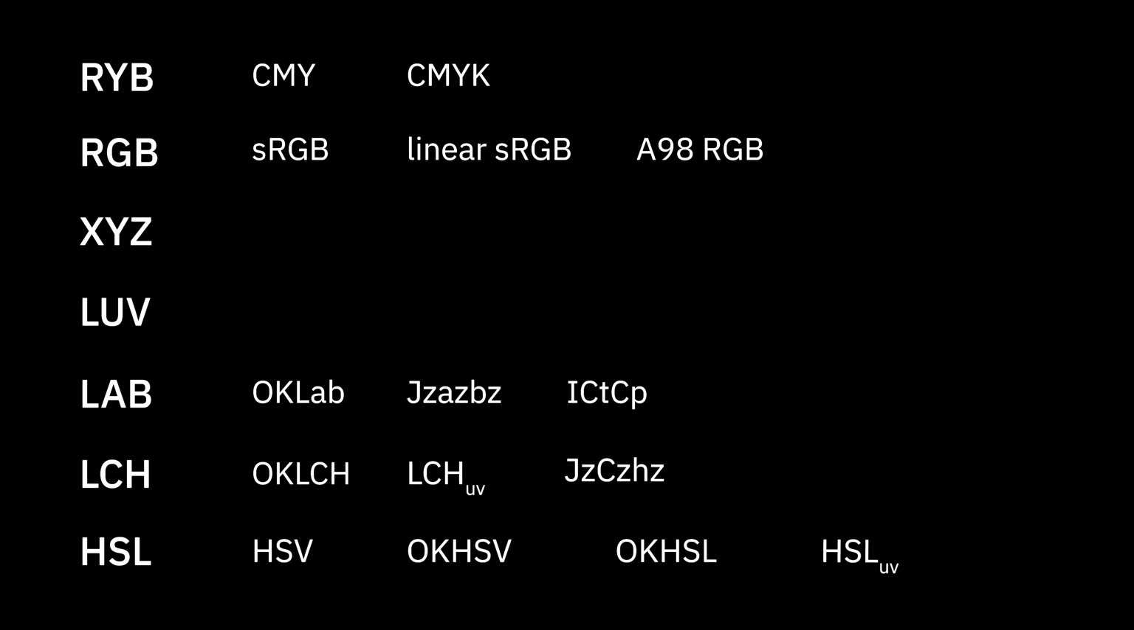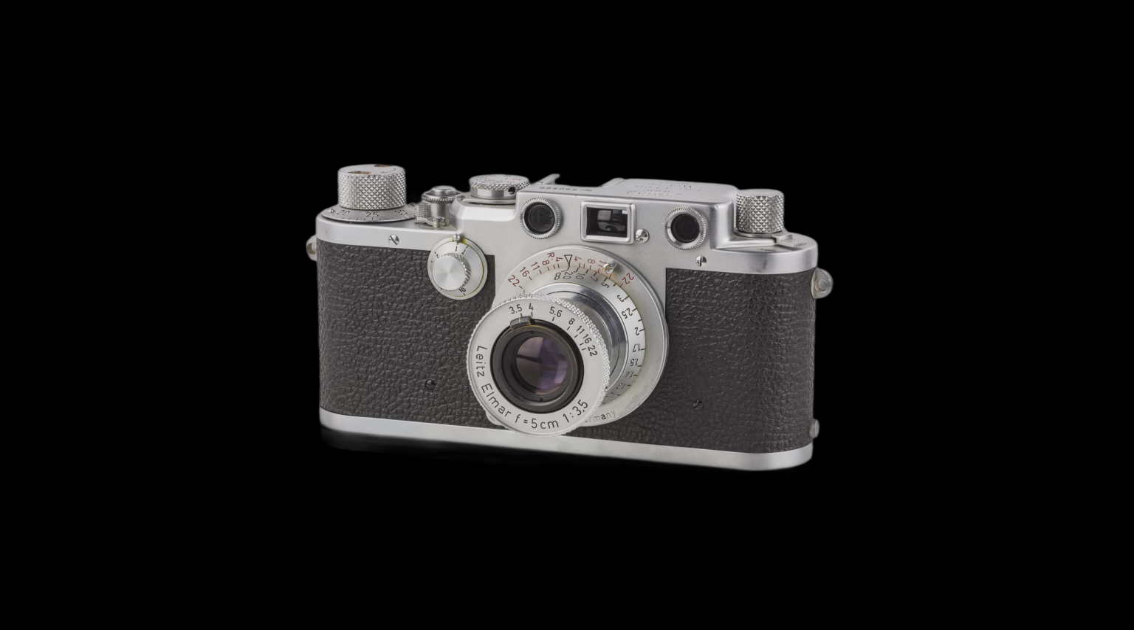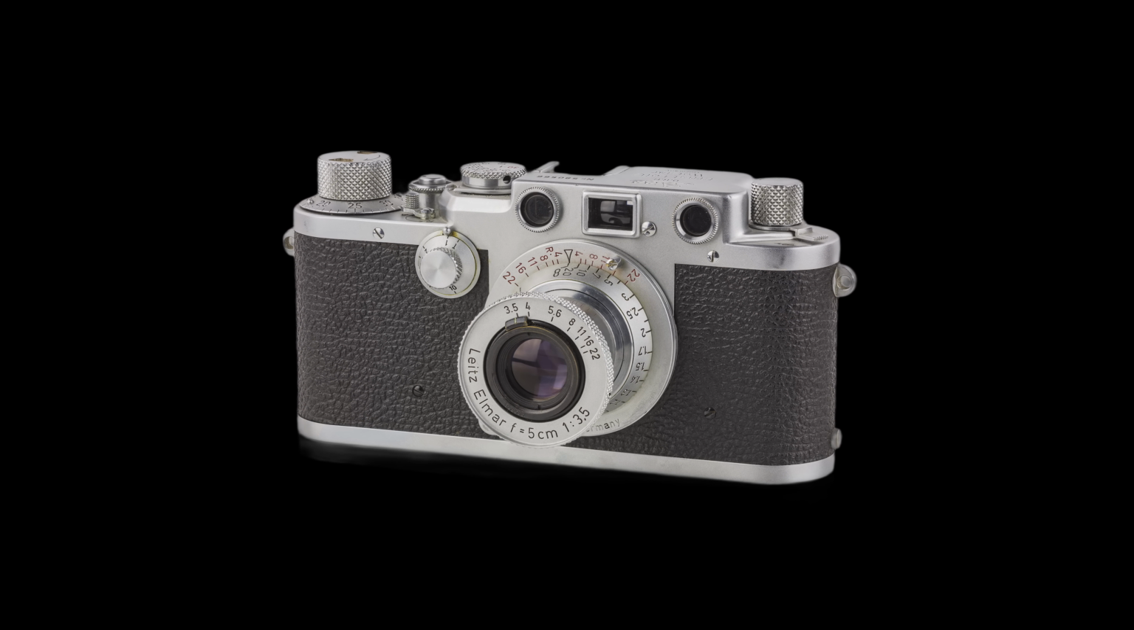By now you've seen lots of different color spaces: RYB, RGB, XYZ, LUV, Lab, LCH, and HSL. Each of these is actually a type of color space that has many more derivations trying to achieve a better version of the main color space for different purposes. Speaking of purposes, let's see what happened to photography after all these new color spaces were created.